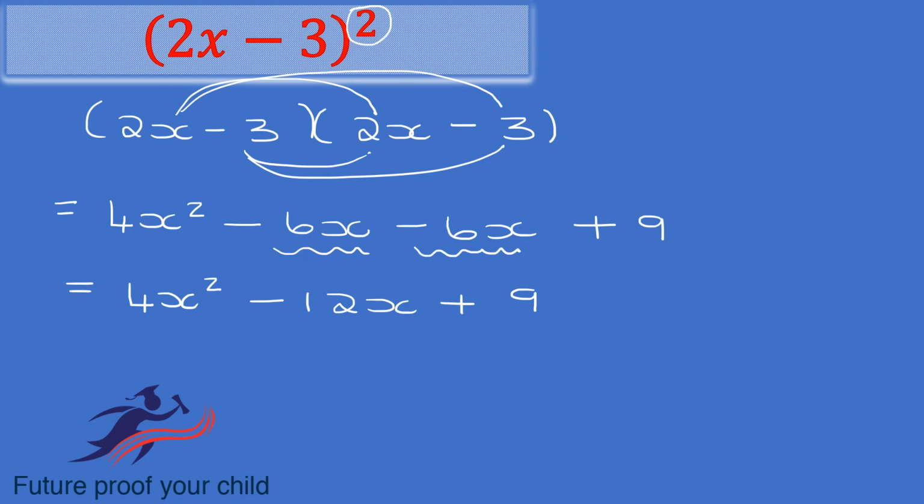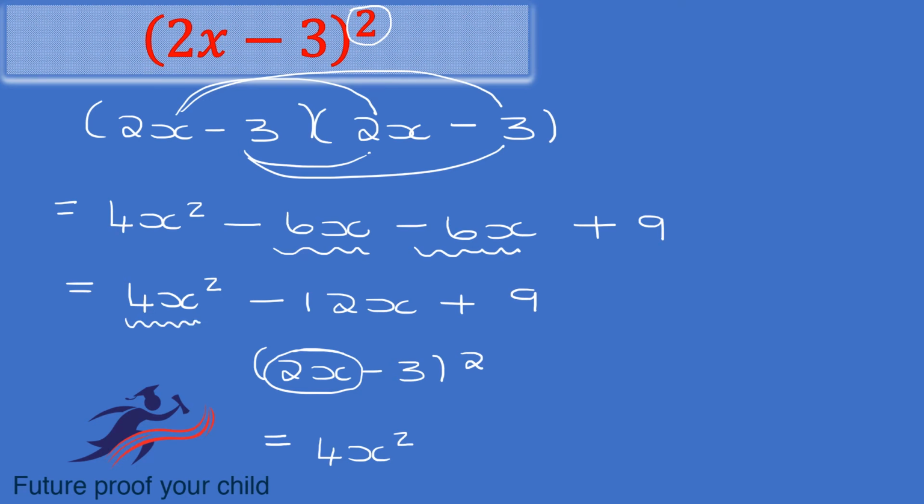Now there is a shorter way to do it. So what you can do is you can actually do it this way. So I'm just going to write the question down for you again. And listen very carefully. You will take this first term and multiply it by itself. So 2x times 2x is 4x squared. So as you can see, it corresponds with what we've got over there.